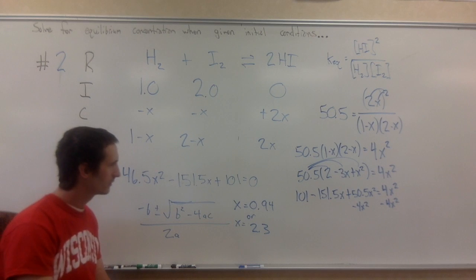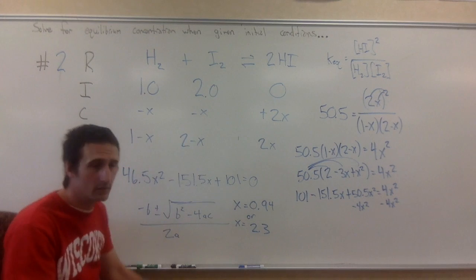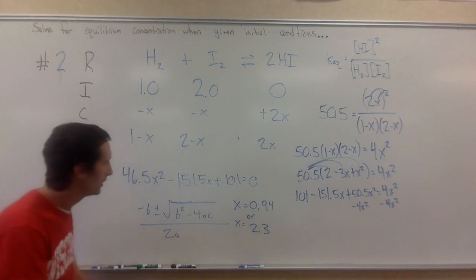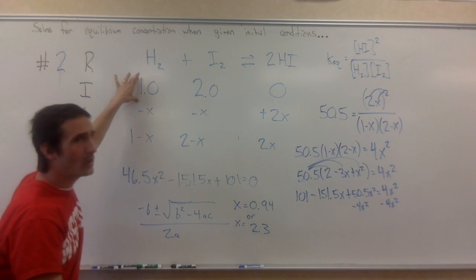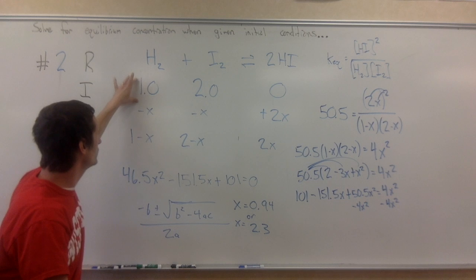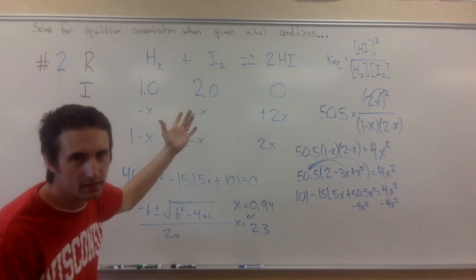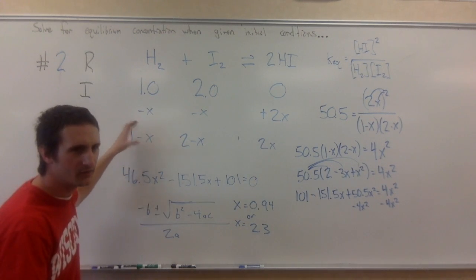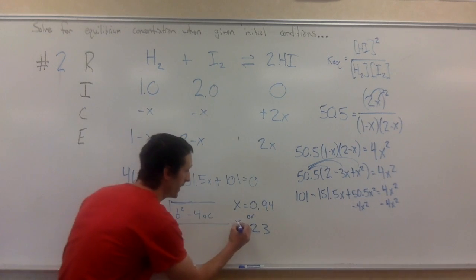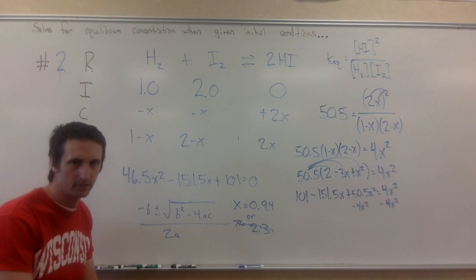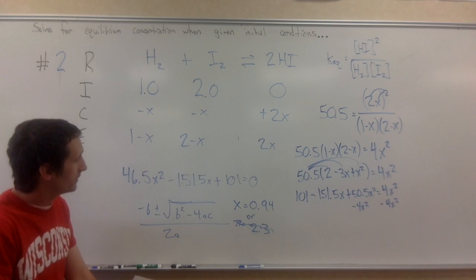Right? I have to be able to plug back into my change line. So if I think about this 2.3 value, if I started with 1 molar H2 and we lose 2.3, we'd end up with less than none of the hydrogen. You can't have less than none. And so this 2.3 value does not make sense, right? This 0.94 value does make sense.